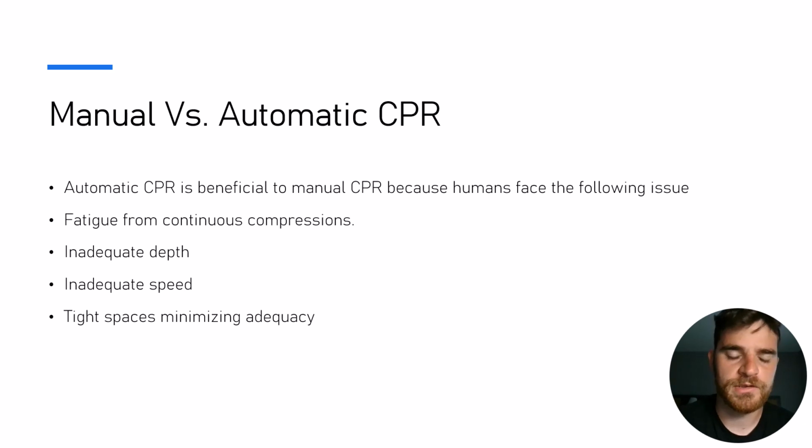So there's two types of CPR, at least right now. There's manual and automatic. Manual is when a person is physically doing compressions, like you've seen in all the movies and everything. Automatic CPR is beneficial to manual CPR because humans face the following issues. Fatigue from continuous compressions. I've been doing it a while. I can probably do like 4 rounds of 2-minute compressions, but after that, I gotta get somebody else to hop in. Typically, like new hires, you'll see them do like maybe half a round and they just get exhausted. It takes a lot to do compressions, especially on bigger people, because you can't really push down all the way.